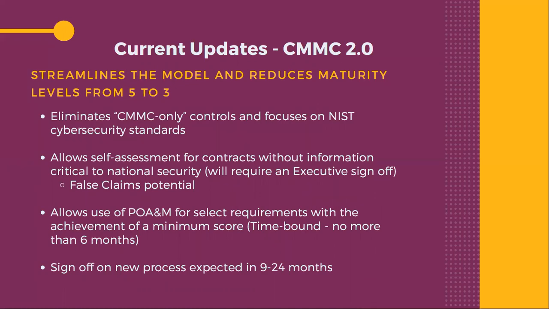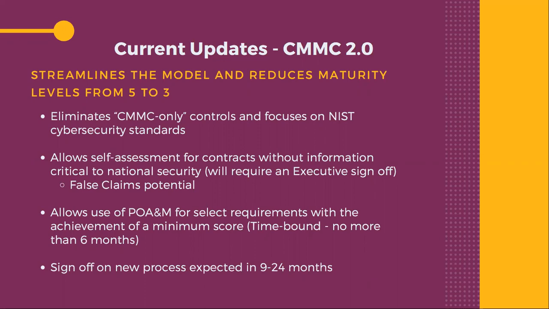Just a rehash of what took place back in November. As we know, they streamlined the model and reduced the maturity levels from 5 to 3. They've eliminated the CMMC-only controls and are focusing on NIST. As I mentioned, they've done almost a hybrid combination of the control numbering, but everything is following the NIST 800-171 requirements. It will allow for self-assessments for contracts without information critical to national security.